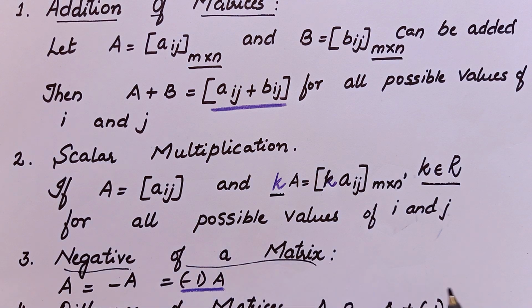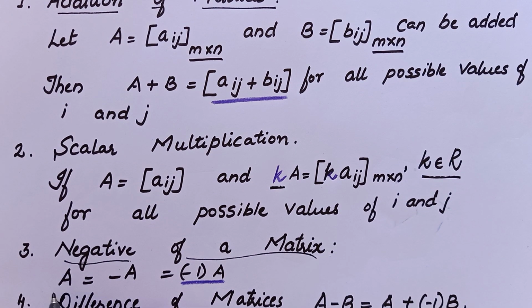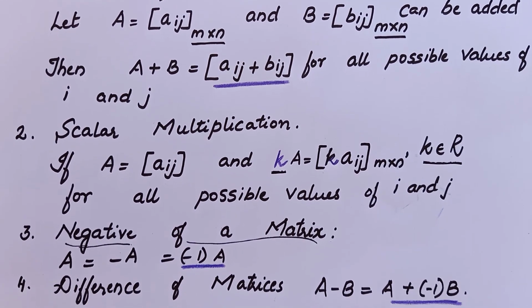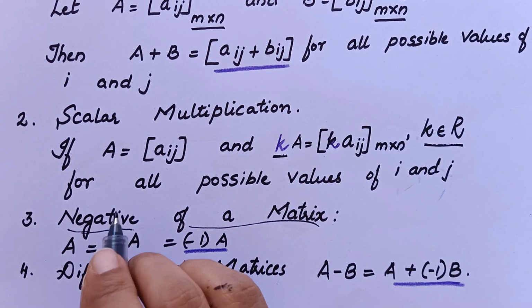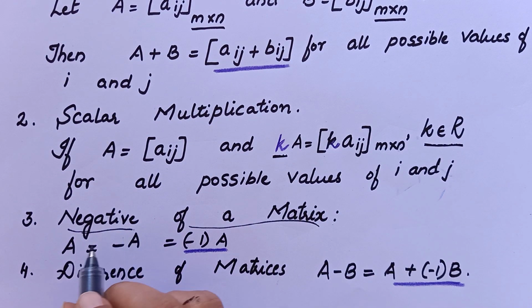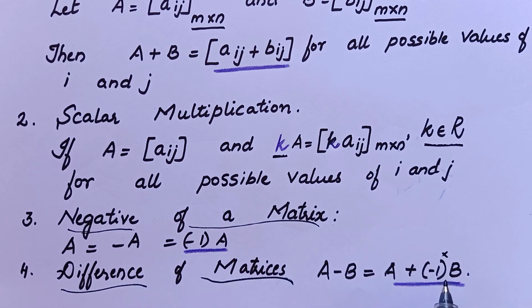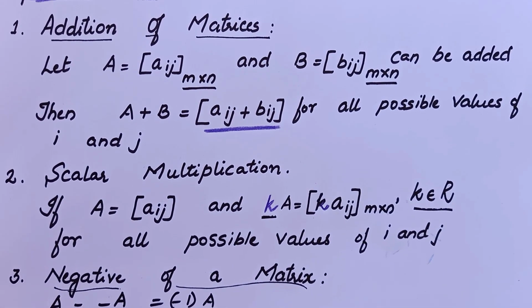Now, what is the negative of a matrix? The negative of a matrix is nothing but minus A. When you multiply the whole matrix by minus 1, you will get the negative of a matrix. Now, we'll see the difference of matrices. A minus B is equal to A plus of minus B. The same thing again. That is, multiplying all the elements of B by minus 1, you will get A plus of minus B.